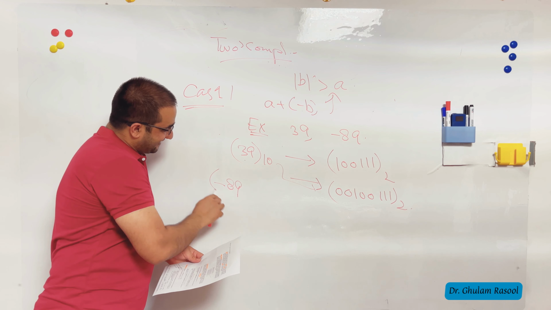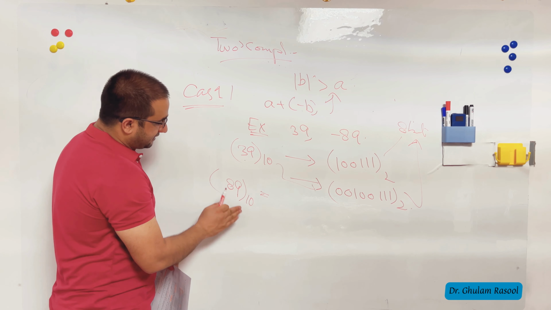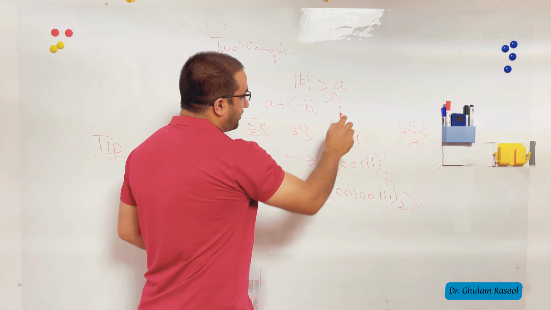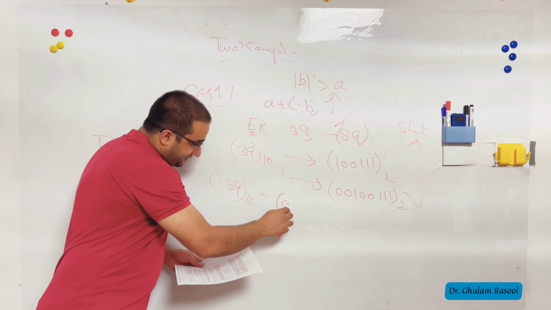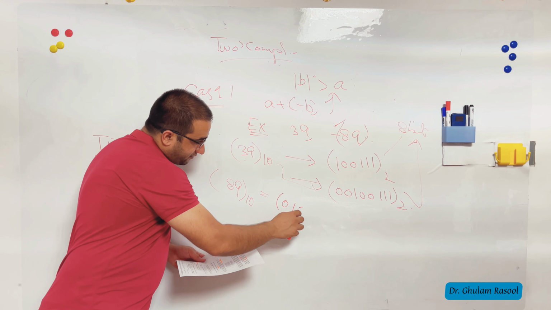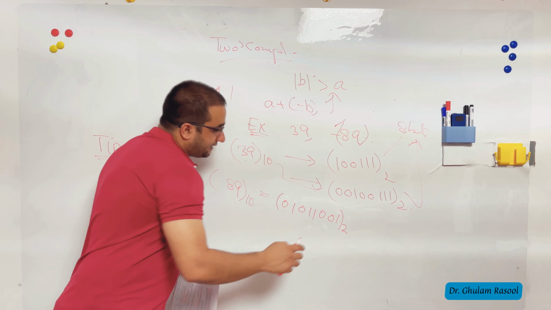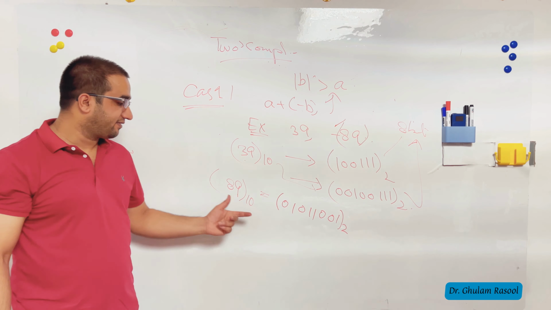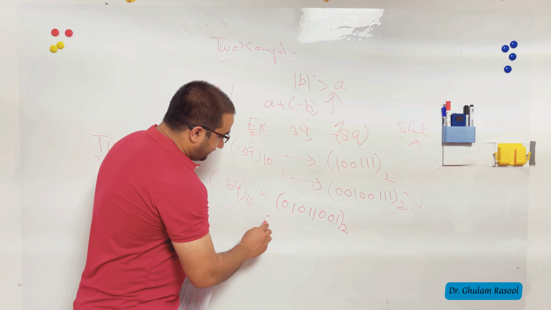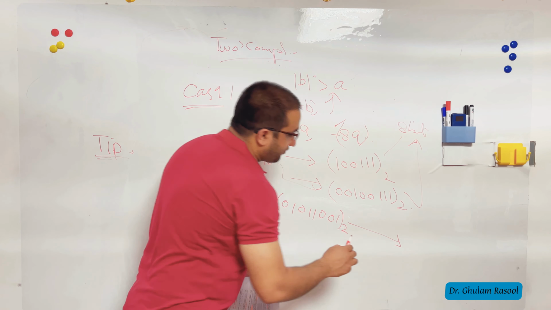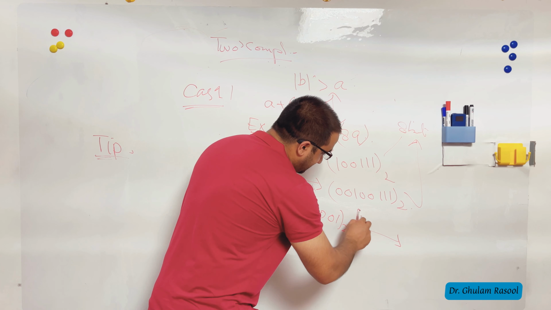For 89, first skip the negative and go only for 89. Forget about the negative. 0 1 0 1 1 0 0 1. Now this is the corresponding binary number for 89. Remove the negative for the time being. This is the shortcut method. Now the second step. What was the second step? First you are done with the number. Now flip.